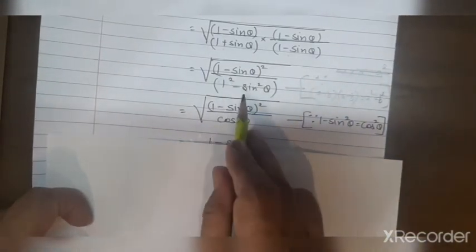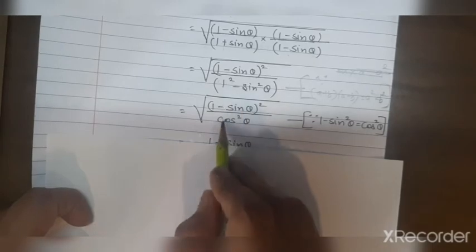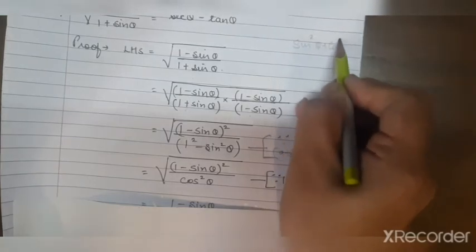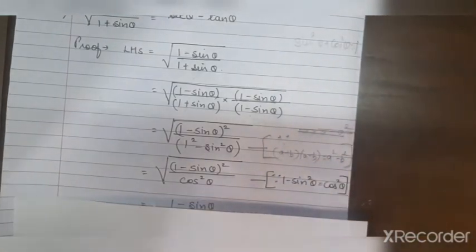Now 1 square minus sin square theta is cos square theta, because we know that sin square theta plus cos square theta is equal to 1.